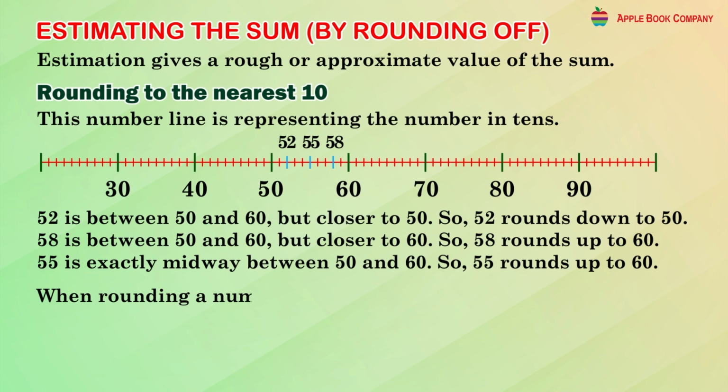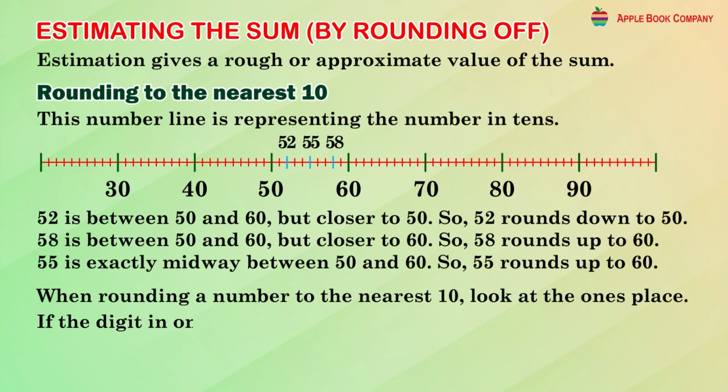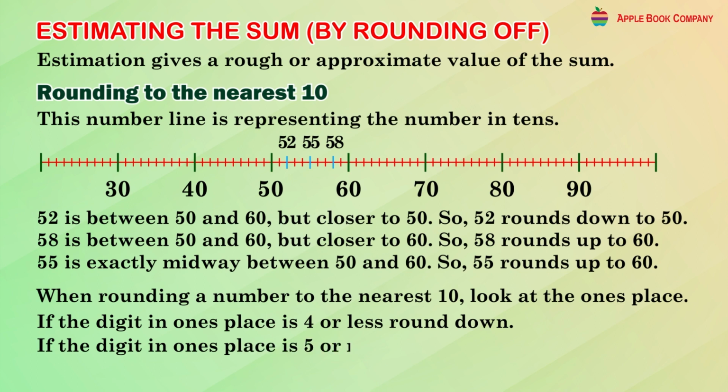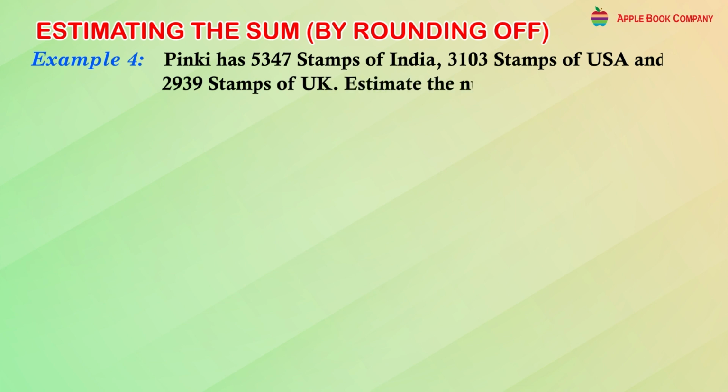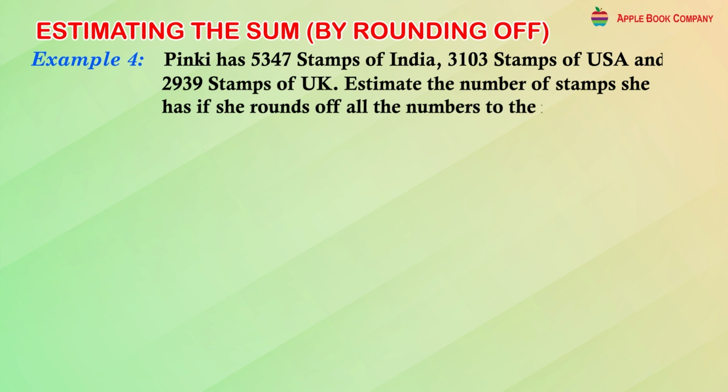When rounding a number to the nearest 10, look at the ones place. If the digit in the ones place is 4 or less, round down. Whereas if the digit in the ones place is 5 or more, we have to round up. For example, Pinky has 5,347 stamps of India, 3,103 stamps of USA and 2,939 stamps of UK. Estimate the number of stamps she has if she rounds off all the numbers to the nearest 10.